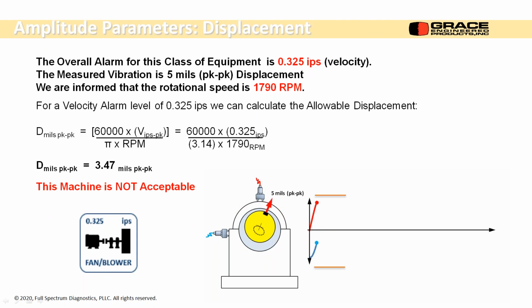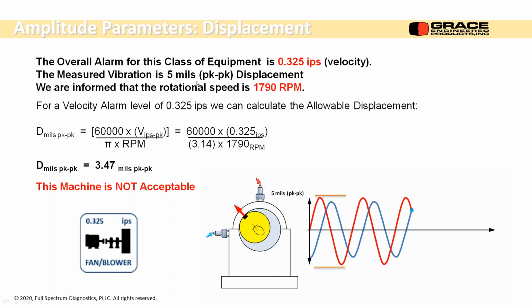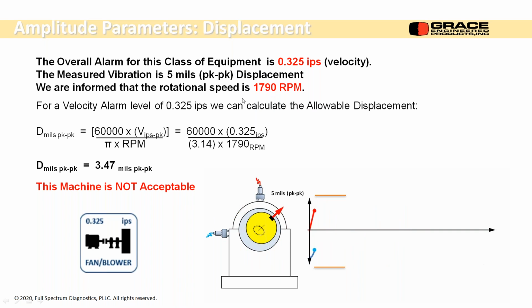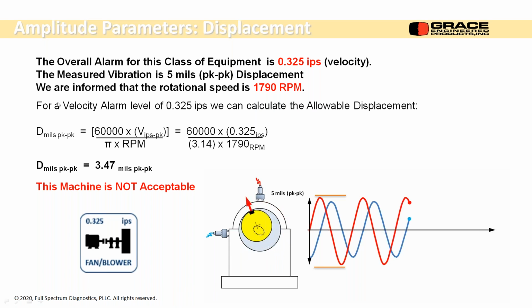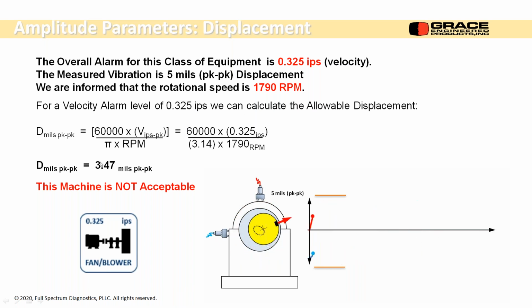Okay, there's a way to do it with an equation. I don't expect anybody to do this, but this is the relationship that you've got to start thinking in your head. The overall alarm for this class of equipment is 0.325. That's velocity. If the measured vibration is 5 mils of displacement and we have a rotational speed of 1790, we can calculate the allowable displacement. Okay, and I don't want to do this. So I would say, hey, go back and take a velocity measurement, so I don't have to do this every time. And now we can use this 0.325 inches per second. But there are cases where people do this.